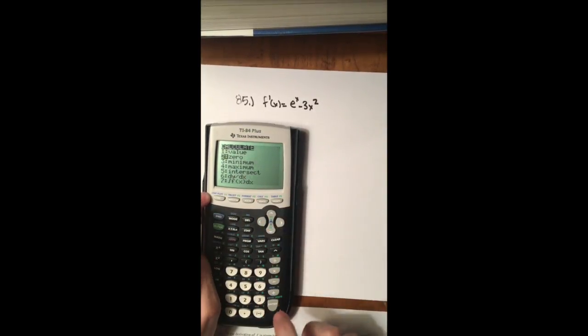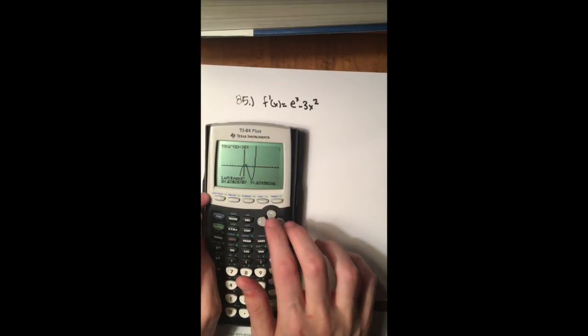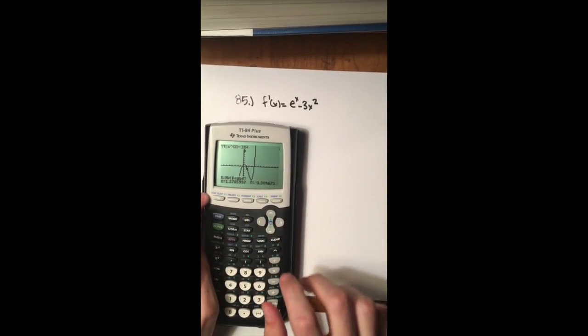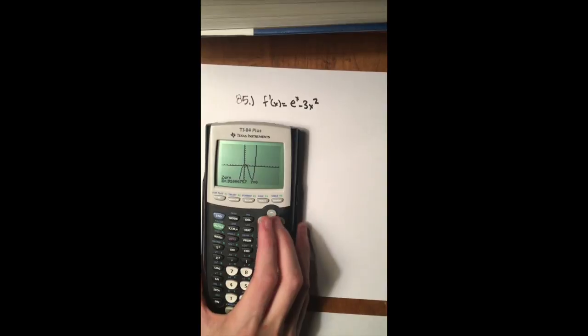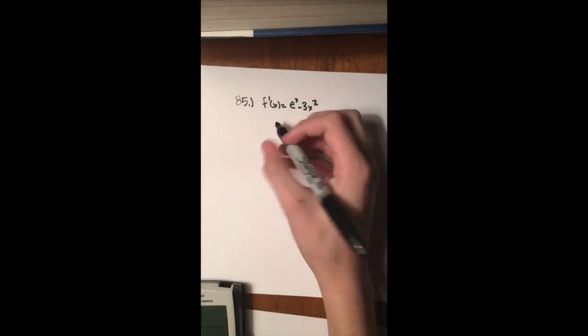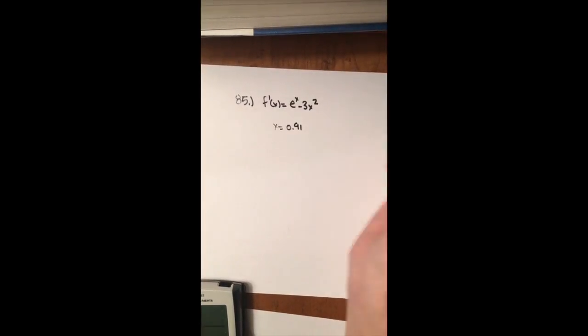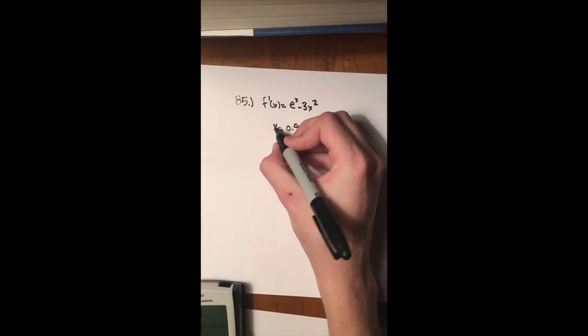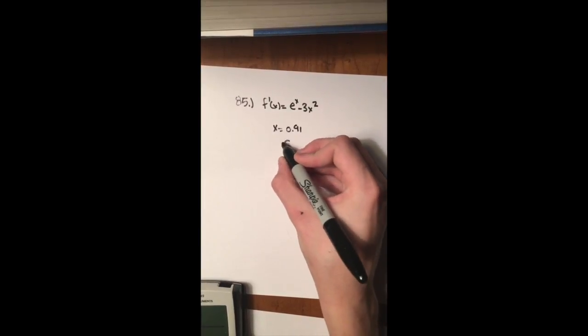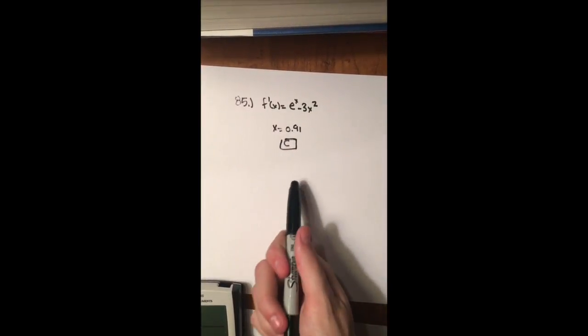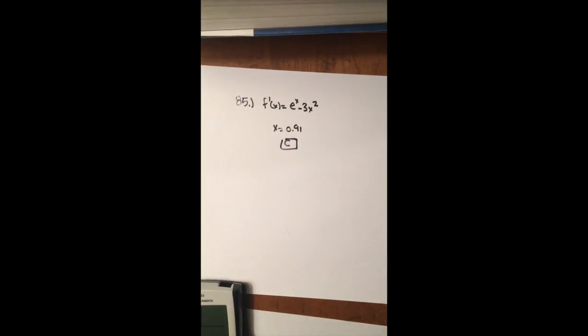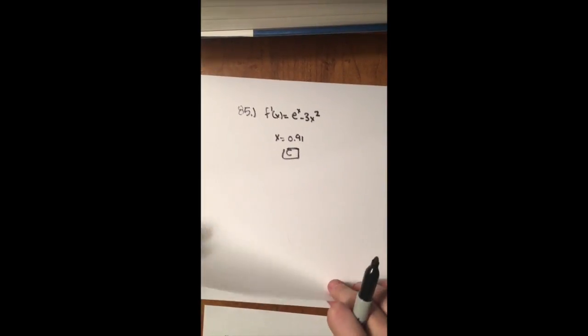So I go trace to 0, left bound up here, right bound down here. And then we get the x value for this is equal to 0.91, with a bunch of zeros at the end. And that is going to be equal to c for your answer. The trick for this one is realizing that only certain ones are going to be your relative maximum value, and the other ones are going to be your relative minimum values. All right, let's go to number 86.